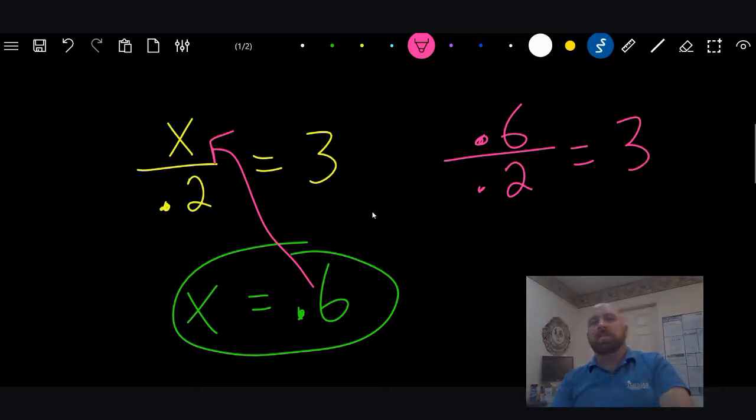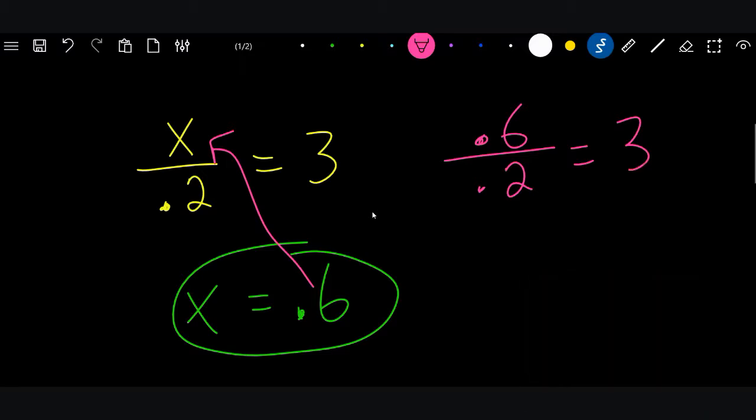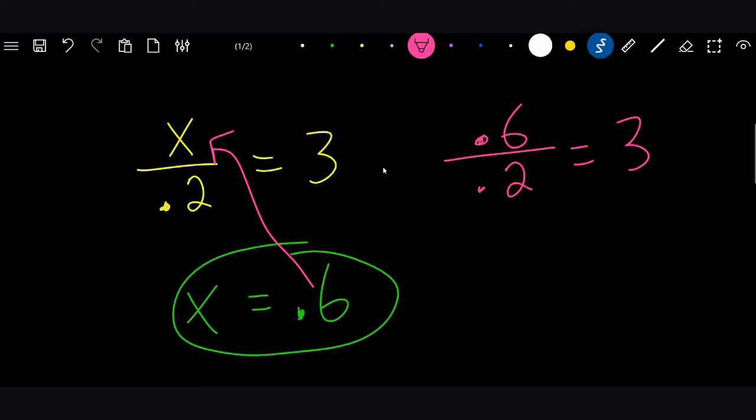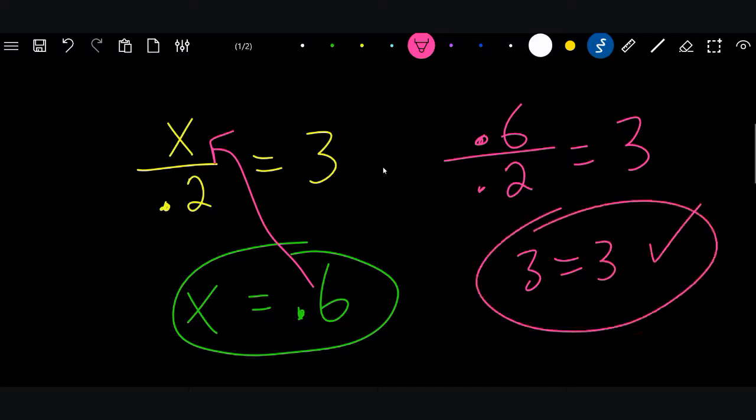Now this is, again, where maybe it gets a little complicated for you with the math. So we can pull up the calculator. 0.6 divided by 0.2 equals 3. There you go. And so our calculator told us that we were correct. And so we got 3 equals 3. And that does check. All right.